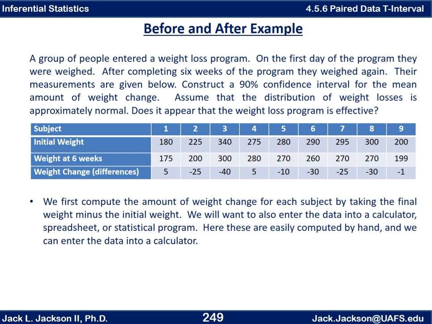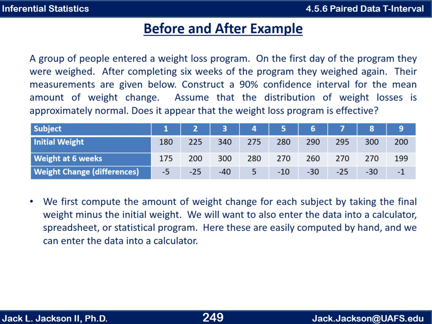Okay, so what we do first is compute the differences. We take the weight at 6 weeks minus the initial weight at the beginning. And we see that that should say -5 for that first one. So we see that the first subject lost 5 pounds. So negatives mean that the weight went down. And we see subject 4 has a positive there, so that subject went up 5 pounds and so forth. The rest of them seem to have lost at least some weight.